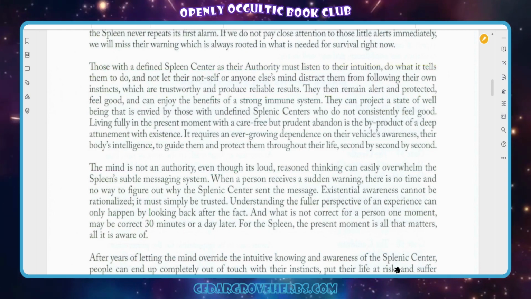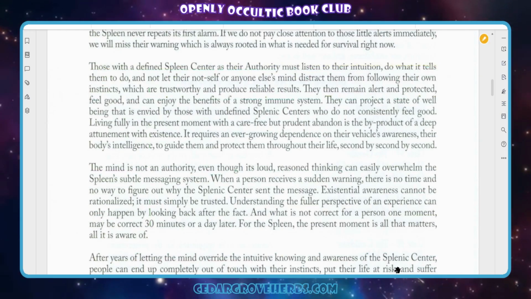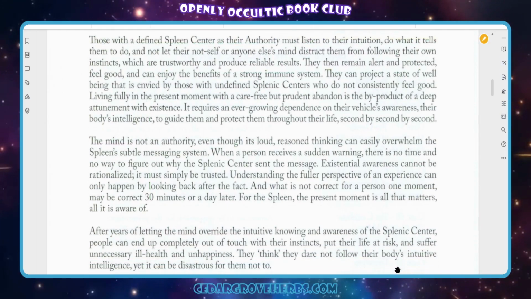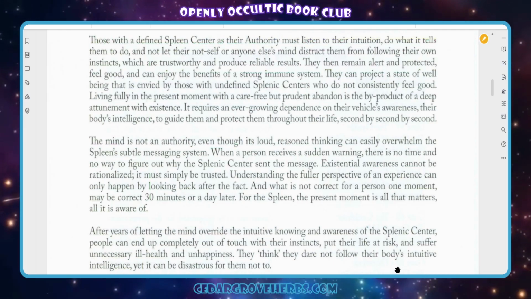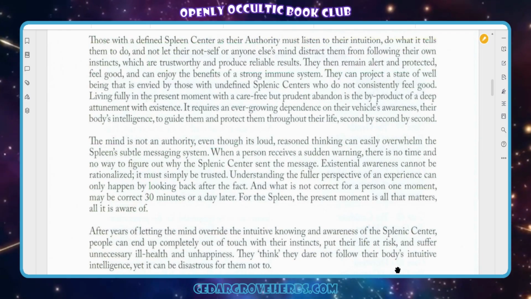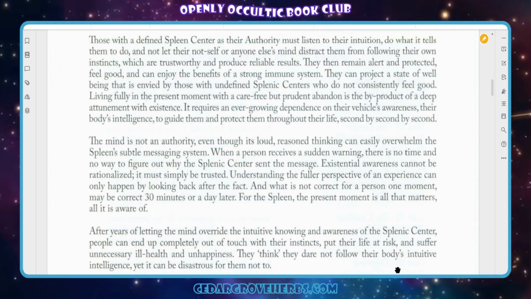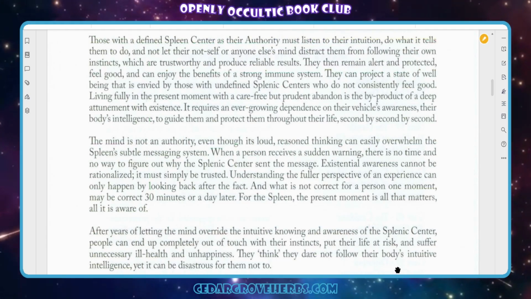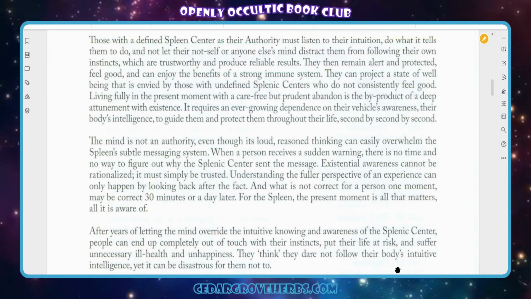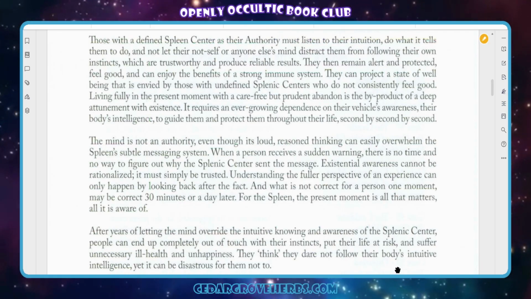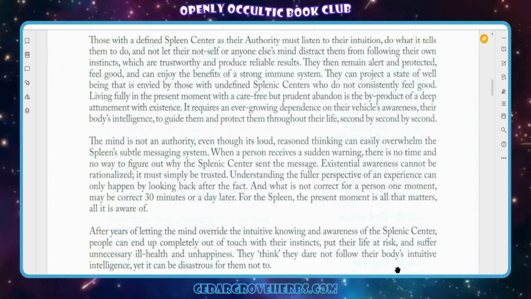So, we're learning how to be more consciously aware of our body and our energy. Yes. The mind is not an authority. Even though it's loud, reasoned thinking can easily overwhelm the spleen's subtle messaging system. When a person receives a sudden warning, there is no time and no way to figure out why the splenic center sent the message. Existential awareness cannot be rationalized. It must simply be trusted, right?